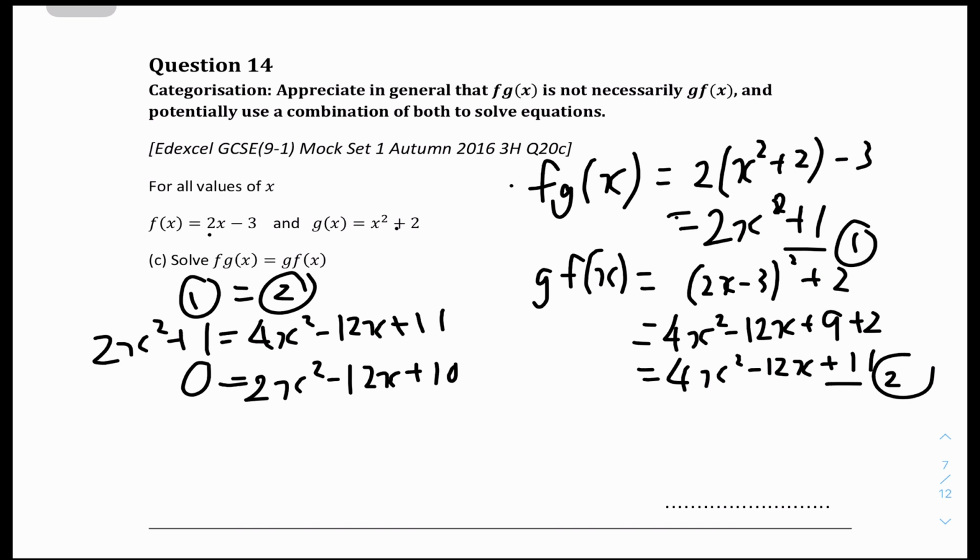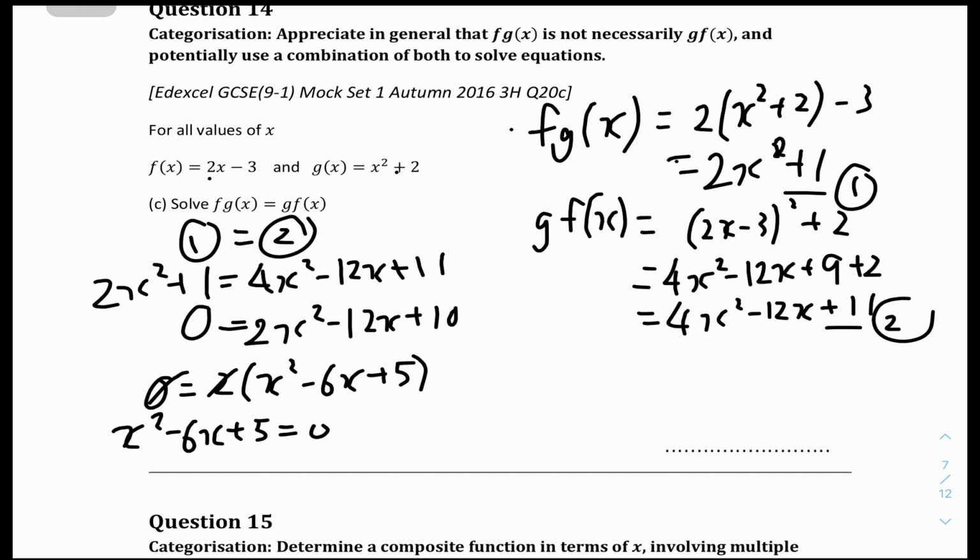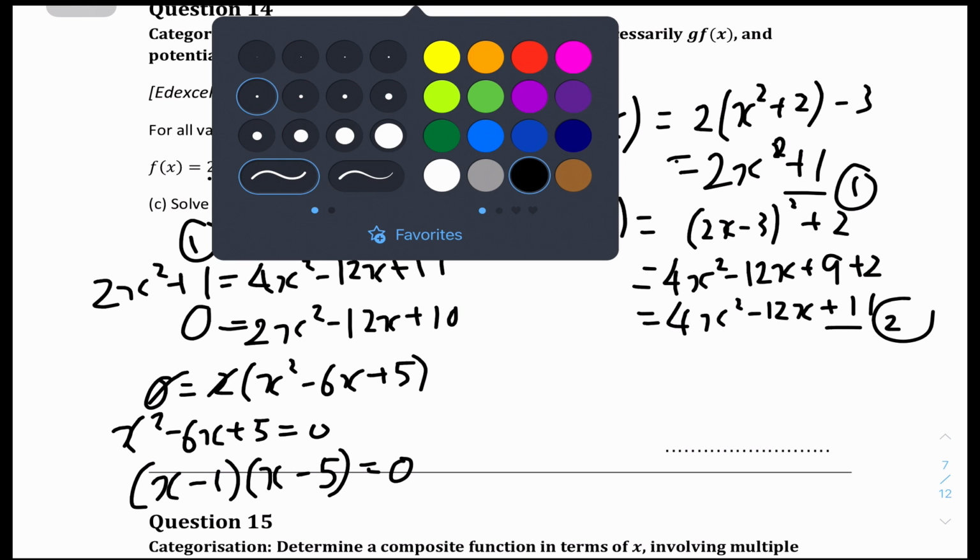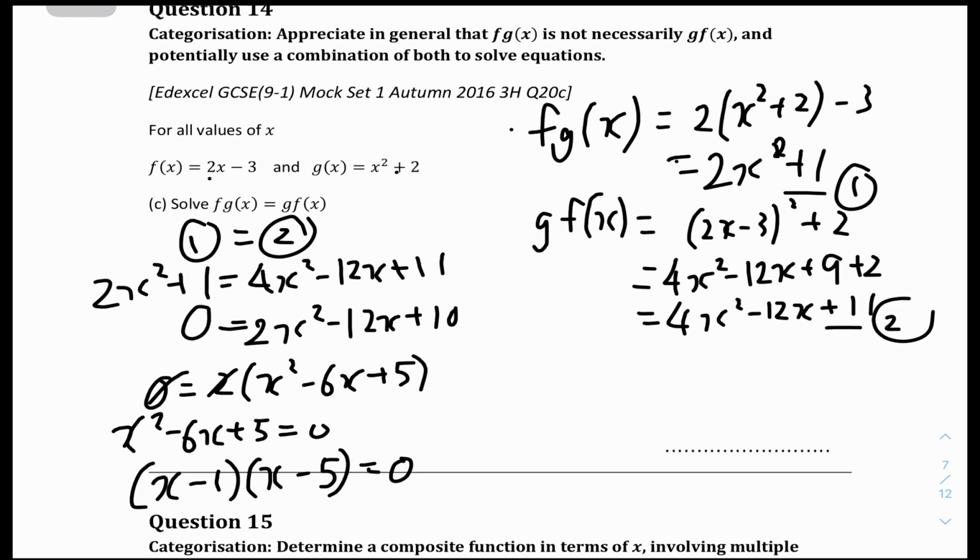So what you can do now is factorize the 2 out of everything to get 2 times (x squared minus 6x plus 5) equals 0. And after you cancel the 2, you get x squared minus 6x plus 5 equals 0. So now we have to find two values which add to get minus 6 and multiply to get 5. So it'll be (x minus 1)(x minus 5) equals 0. So x minus 1 equals 0 and x minus 5 equals 0, which means x equals 1 and x equals 5.